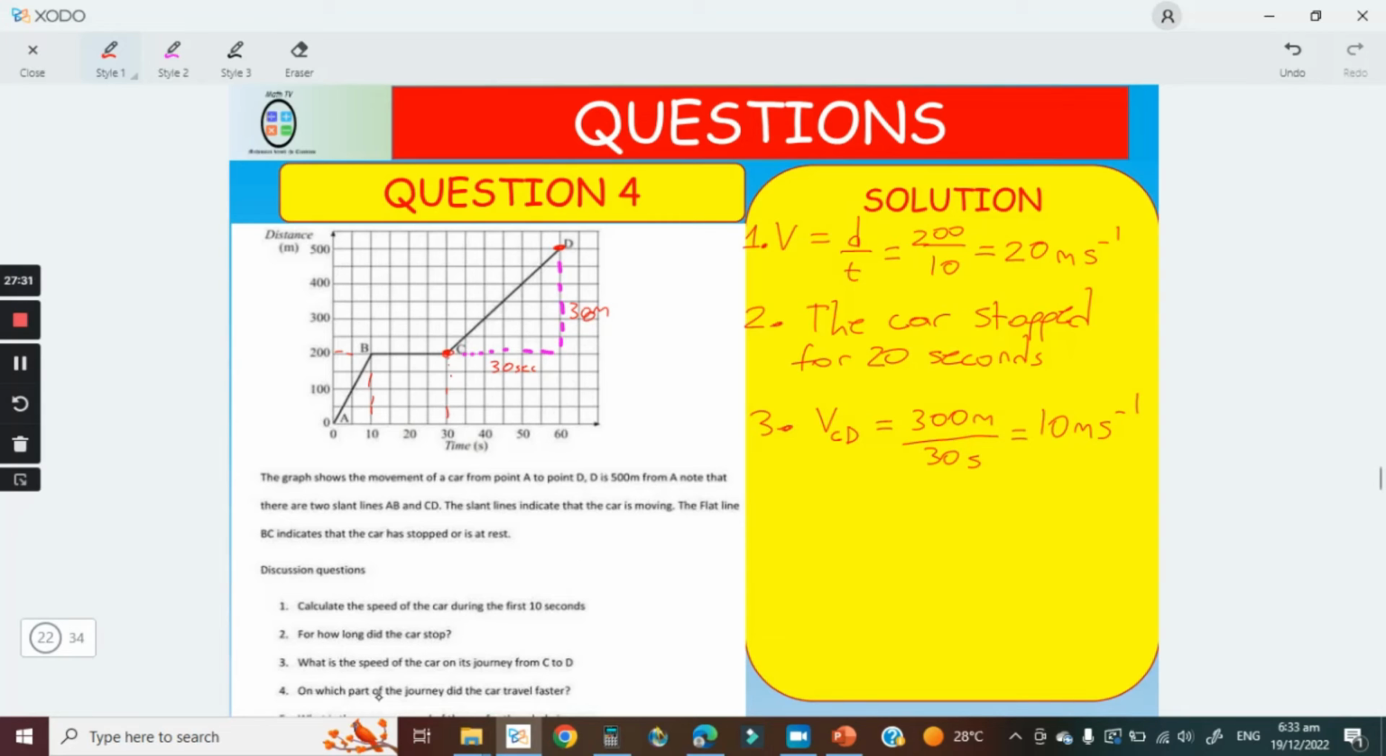Number 4, it says, on which part of the journey did the car travel faster? The car was traveling faster from journey A to B. So we can tell them journey A to B.